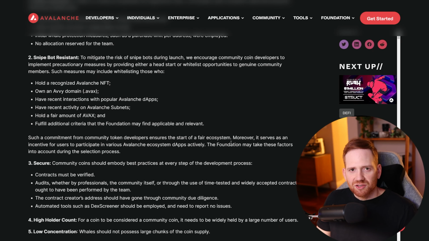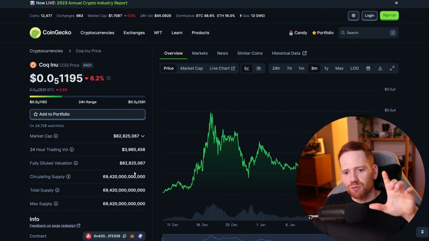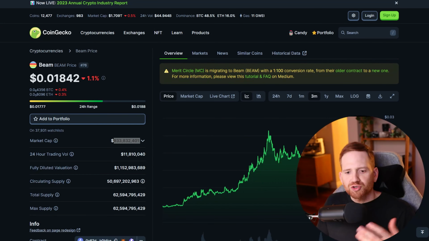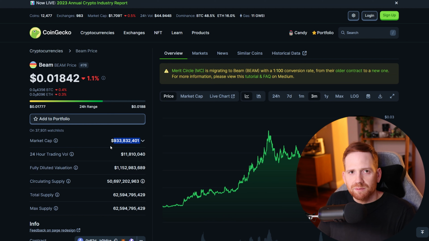But it's great to see them actually wanting to support community-run projects here. And if you're looking for some Avalanche meme coins, the top one right now is definitely CockNU, which is trading at about $82 million. Beam is trading at about a $933 million market cap, and it could be a great opportunity to get more exposure to the Avalanche ecosystem with potentially more upside.